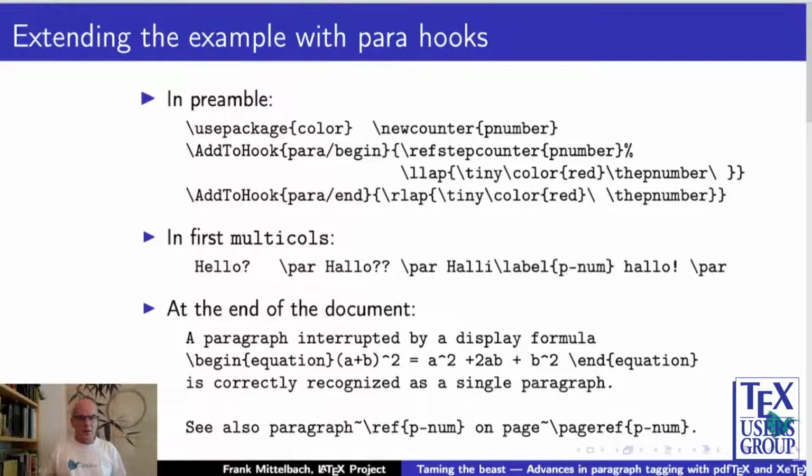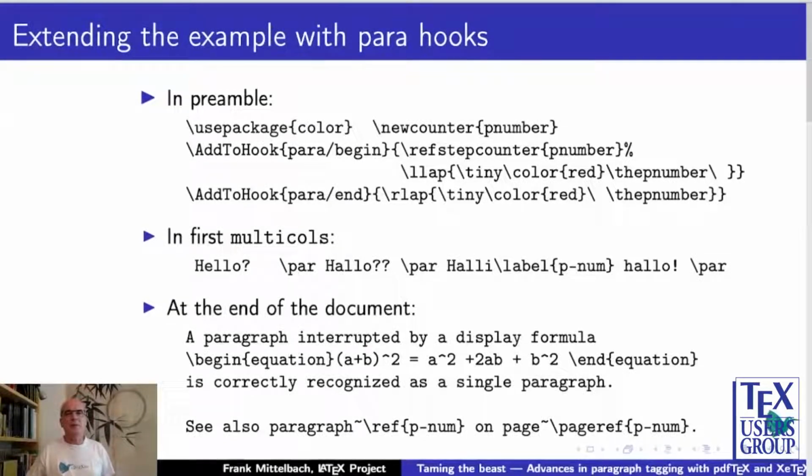We also add a label to one paragraph for testing references to paragraph numbers. And at the end, we add a paragraph that is interrupted by an equation in order to see that we are still recognizing the whole thing as a single paragraph. And finally, we add a sentence that references the label we introduced earlier.